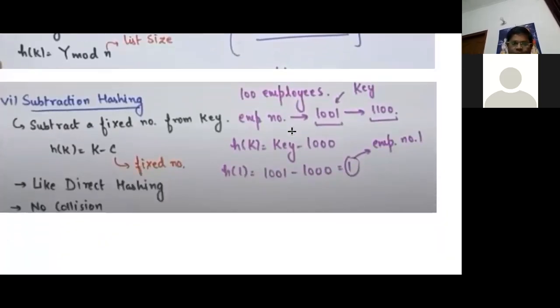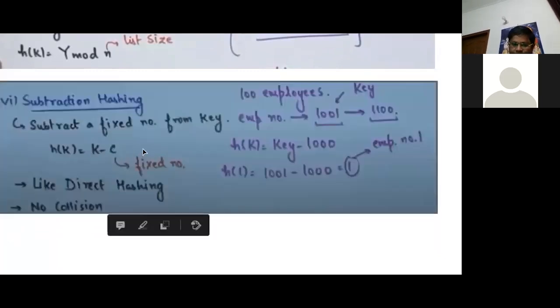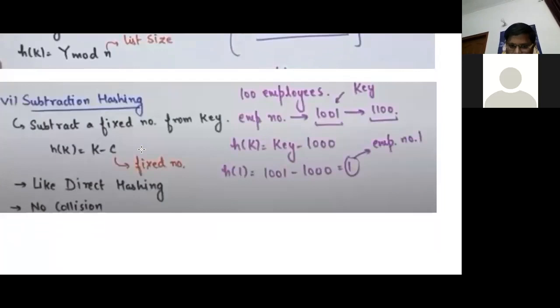The last one is subtraction hashing. Here we have to subtract a fixed number from a given key, and the hash function is calculated using h(k) equal to k minus c. Here k is the key value and c is the fixed number that is subtracted from the key value.